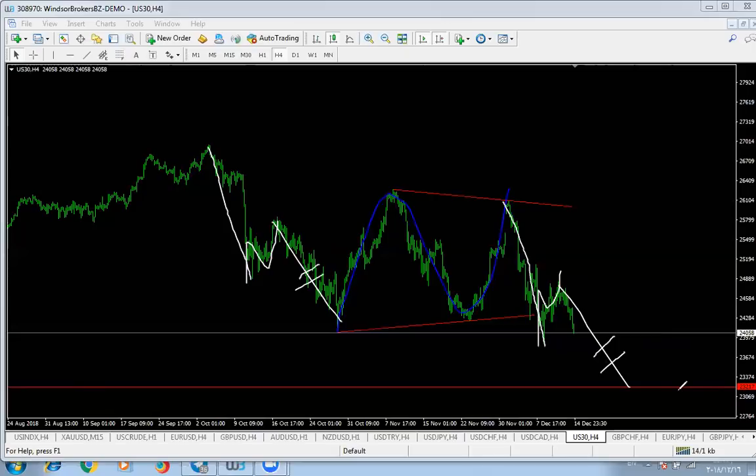So we still have 1,000 or more pips to the downside for this market.